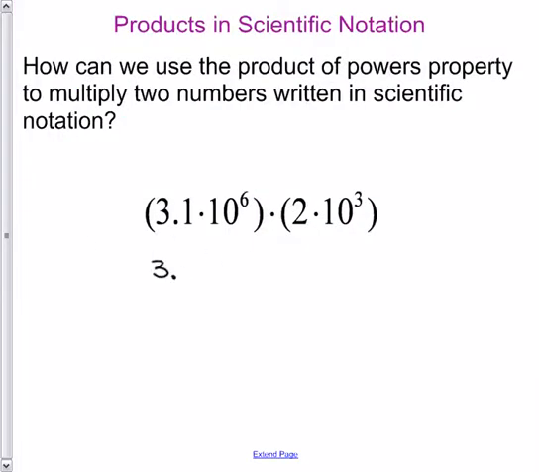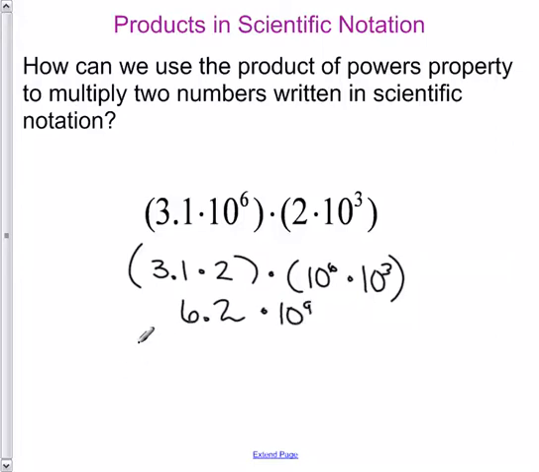So I've got 3 and 1/10 times 2, and I'm going to multiply it 10 to the 6th power times 10 to the third power. Go ahead and try that problem. Pause the video. I'm going to go through the answer. You would get 6 and 2/10 here and times 10 to the 9th. Notice it is in scientific notation, so it's done.